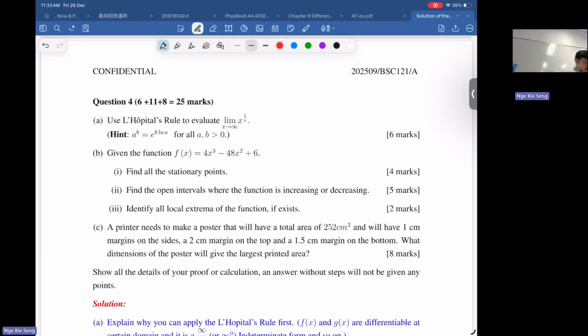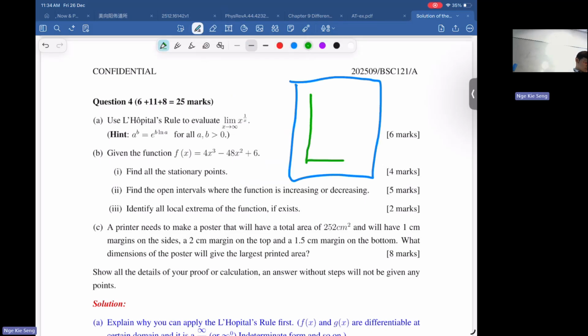The margin here refers to this picture. So you have a poster, a paper. But your picture is actually drawn inside this paper, meaning you don't reach the boundary of it. So the margin is the top and bottom margin and the left and right margin.